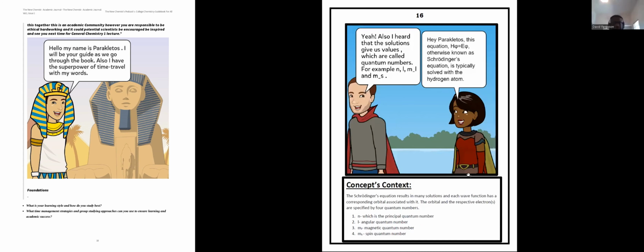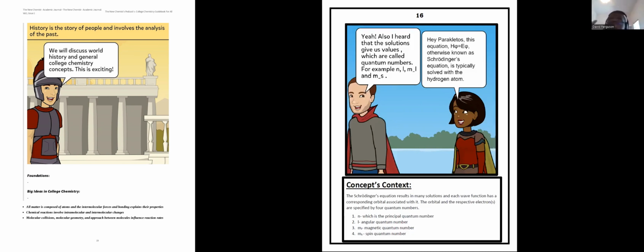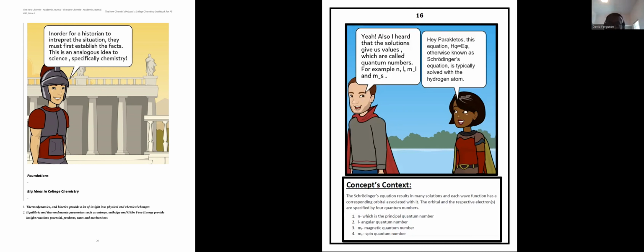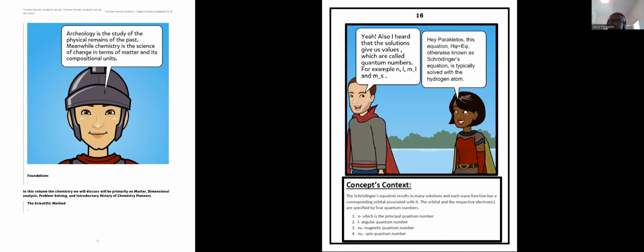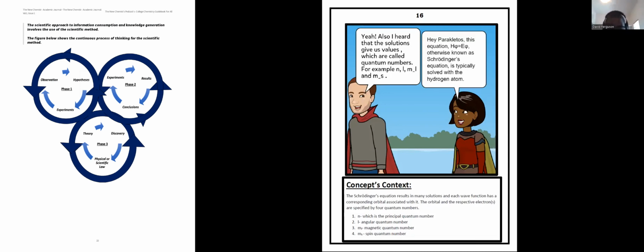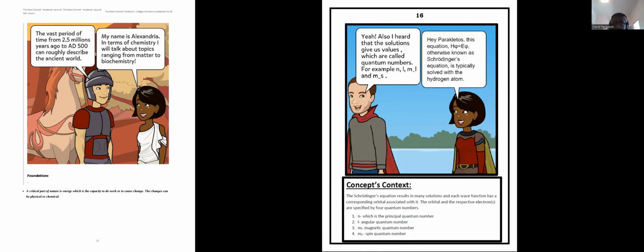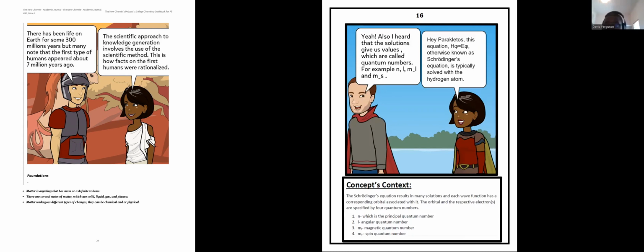So, let's continue. Schrödinger's equation results in many solutions, and each wave function has a corresponding orbital associated with it. The orbital and the respective electrons are specified by four quantum numbers. Hence, listen to the operative word, specified. These are specified descriptors. So we have the principal quantum number, the angular quantum number, the magnetic quantum number, and the spin quantum number. So Schrödinger's equation is H psi equals E psi, where H is the Hamiltonian.